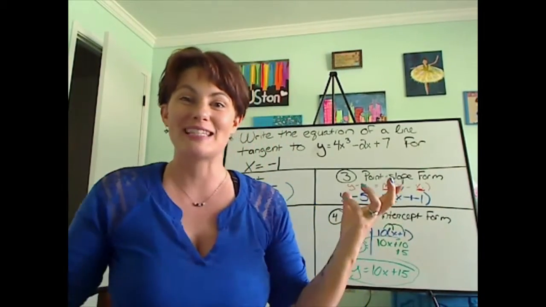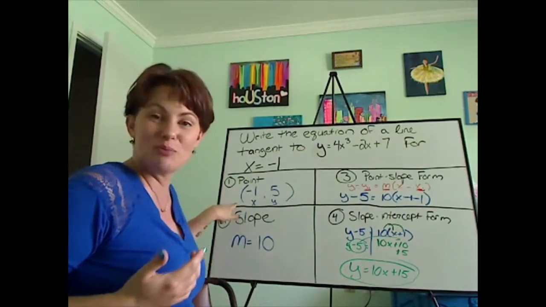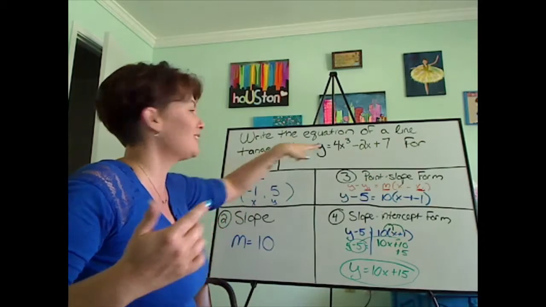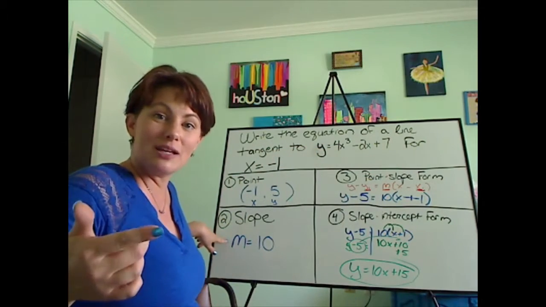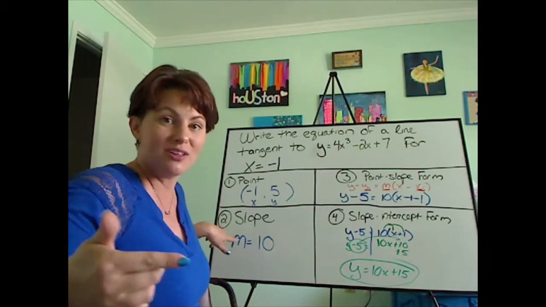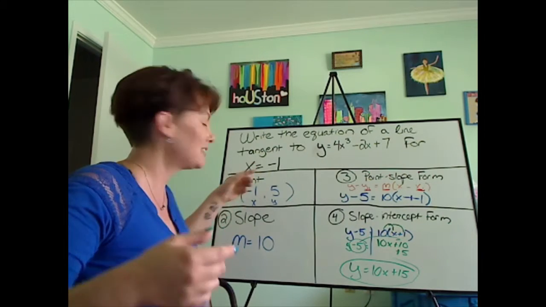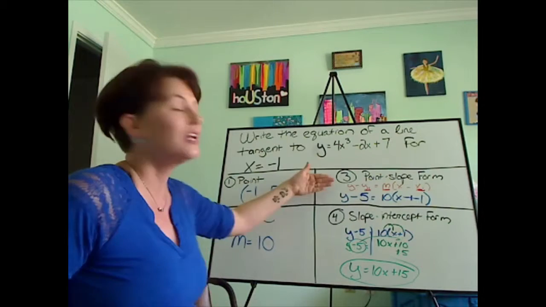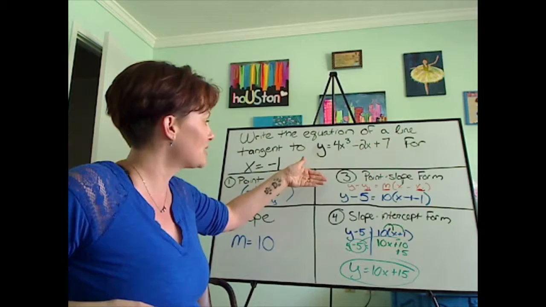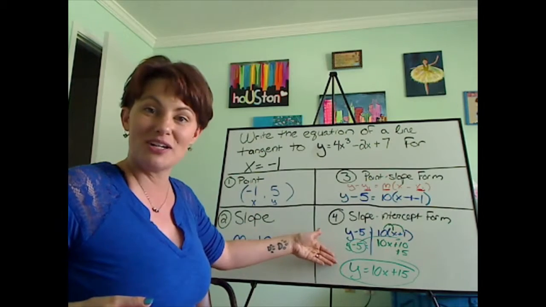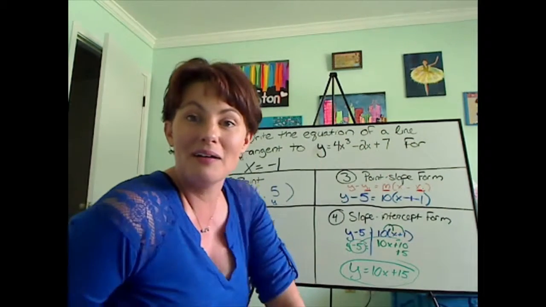So just remember, it's a 4-step process. Get your point just by plugging in the x value to the polynomial. Get your slope by finding the derivative of the polynomial and then plugging in the x value. Then take those two pieces of information, put them in your point slope form, and then polish it off by solving your point slope form for y to get your slope intercept form. Bingo, bango, bongo, you're all done.